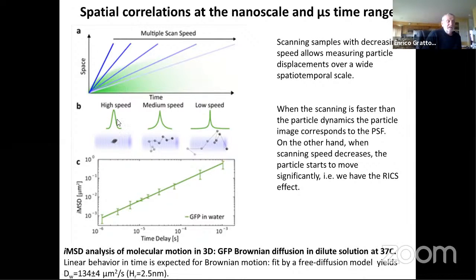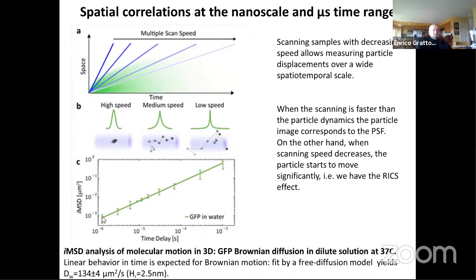But if the particle is moving, you will have a narrower size of the correlation function. And if the speed of scanning is much larger or smaller with respect to the movement of the particle, you will end up with something which is very, very narrow. So the line that we measure will give us direct information about the motion of the particle, about the diffusion of the particle.